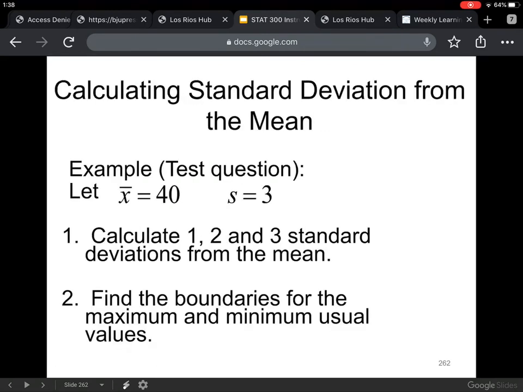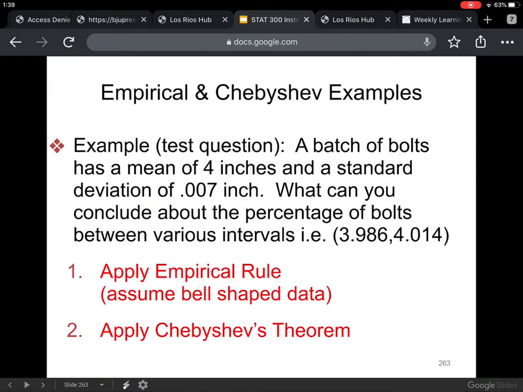And so if we take a look at this, to calculate standard deviations from the mean, we would just be counting by 3s. So 43, 46, 49 above, and then subtracting 3, going down from 40 to 37 to 34 and so forth. That gives you 1, 2, and 3 standard deviations from the mean. The boundaries for the maximum and minimum usual values would be within 2 standard deviations. So 40 plus 3 twice gives you 46, the upper boundary. If you subtract 3 twice from 40, you get 37 and then 34. 34 and 46 are the boundaries for the usual values, and therefore everything outside of that interval would be considered unusual.